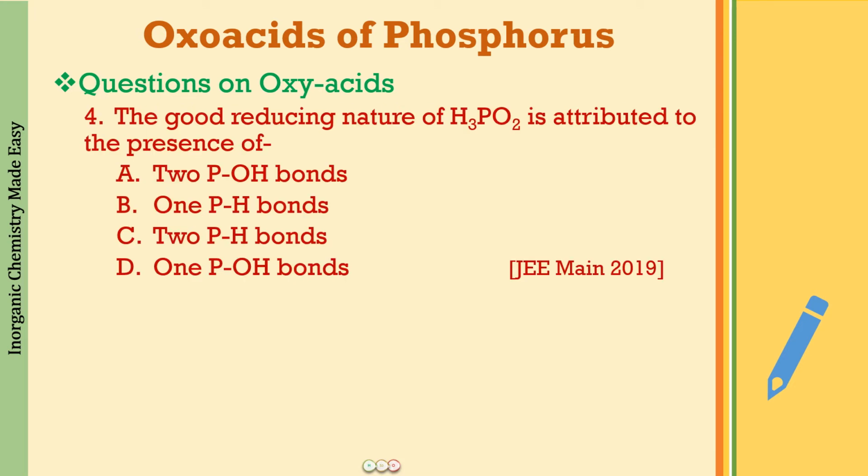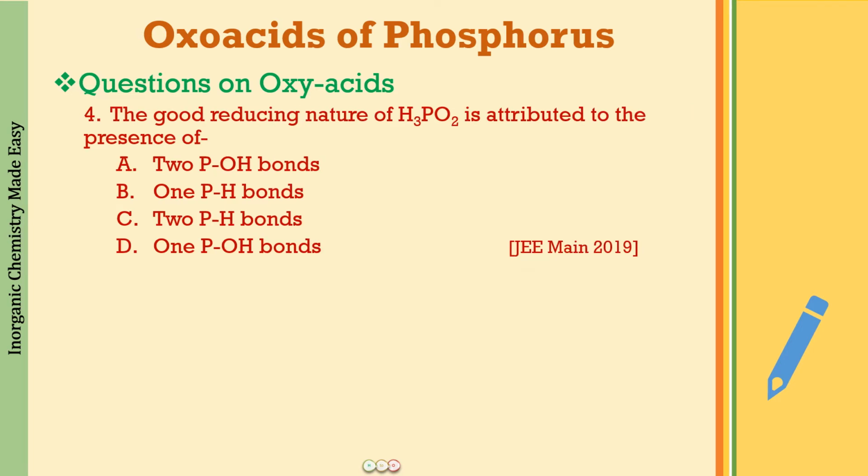Again, a similar question we have from the JEE Mains 2019 examination: the good reducing nature of H3PO2 is attributed to the presence of two P-H bonds, one P-OH bond. So now this should be very simple for you. The correct option is going to be C choice.